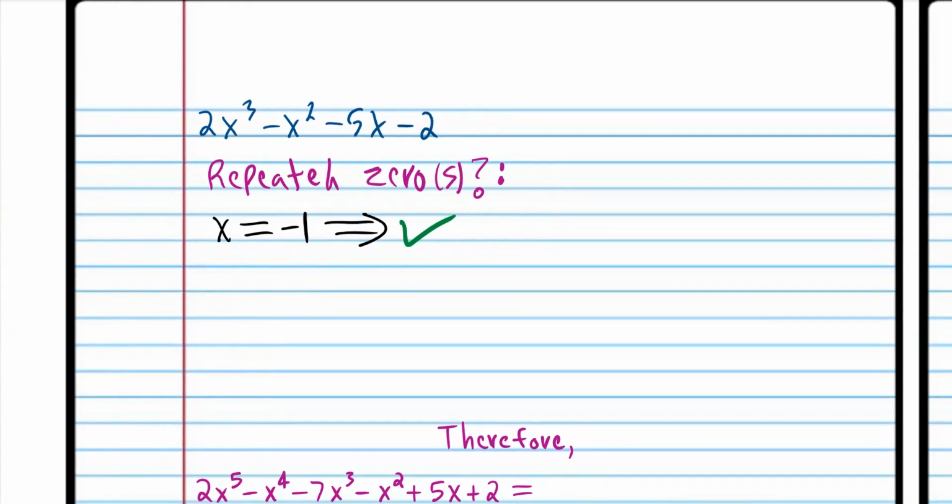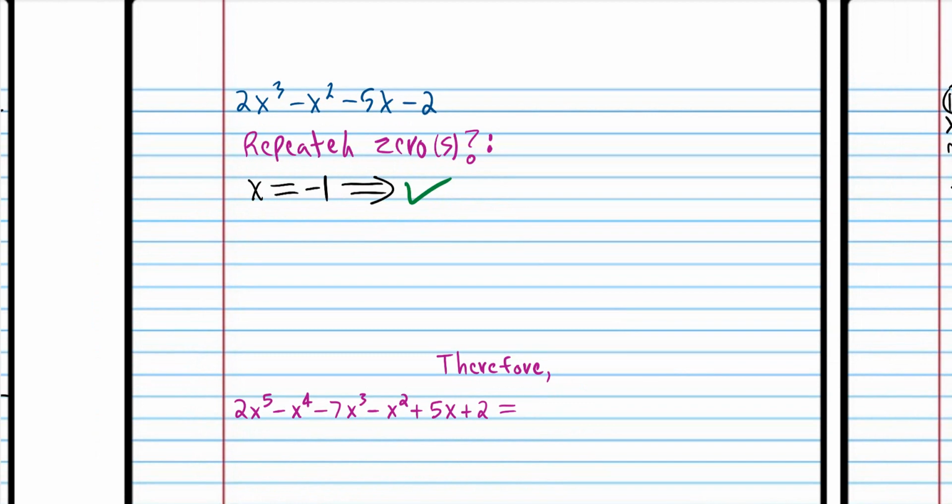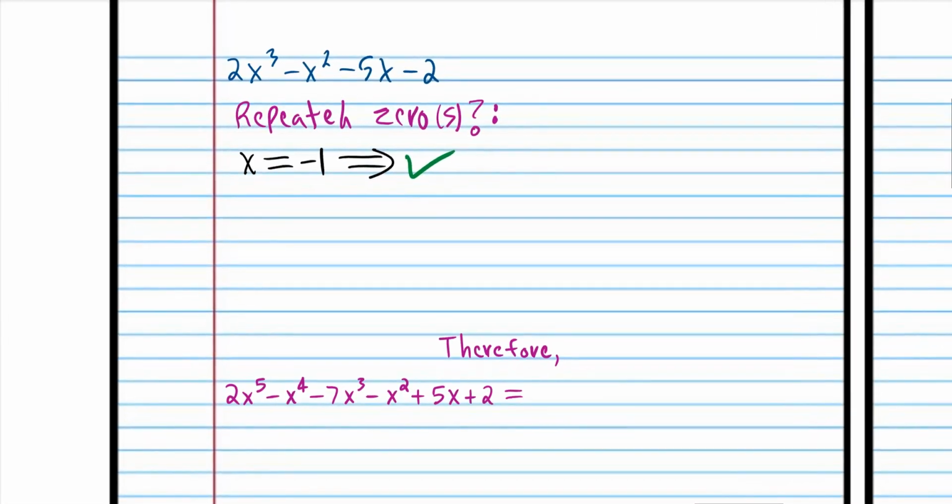So now I want you to use synthetic division. If -1 is a 0, then that means x plus 1 is a factor, and we can divide by x plus 1 and find another depressed polynomial. So go ahead and use synthetic division, and when you come back, we'll do it together.